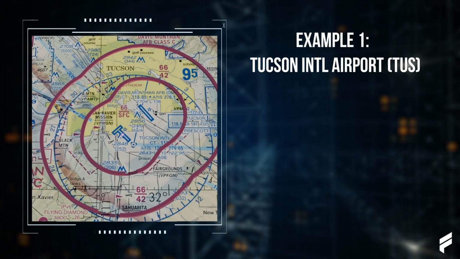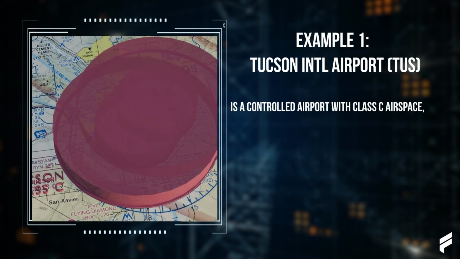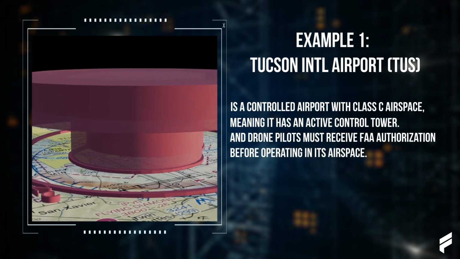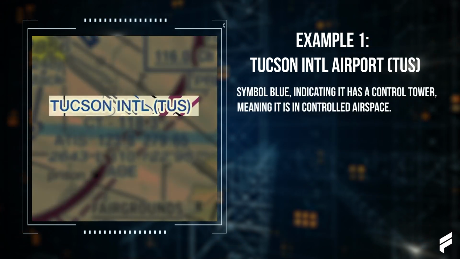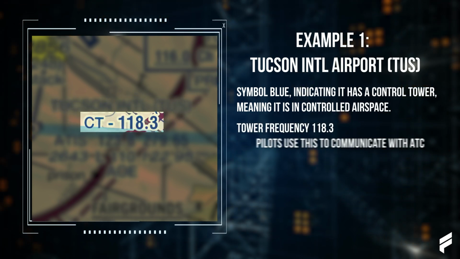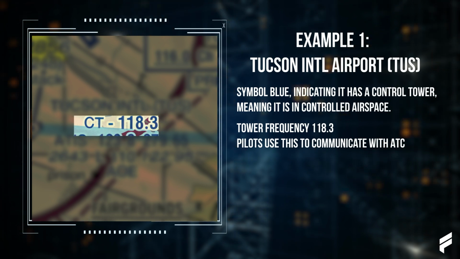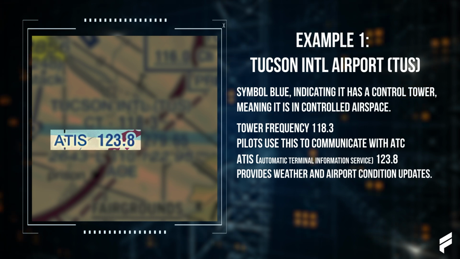Example 1. Tucson International Airport is a controlled airport with Class C airspace, meaning it has an active control tower and drone pilots must receive FAA authorization before operating in its airspace. Airport symbol, blue, indicating it has a control tower, meaning it is in controlled airspace, Class C. Tower frequency 118.3, pilots use this to communicate with ATC. ATIS, Automatic Terminal Information Service, 123.8, provides weather and airport condition updates.